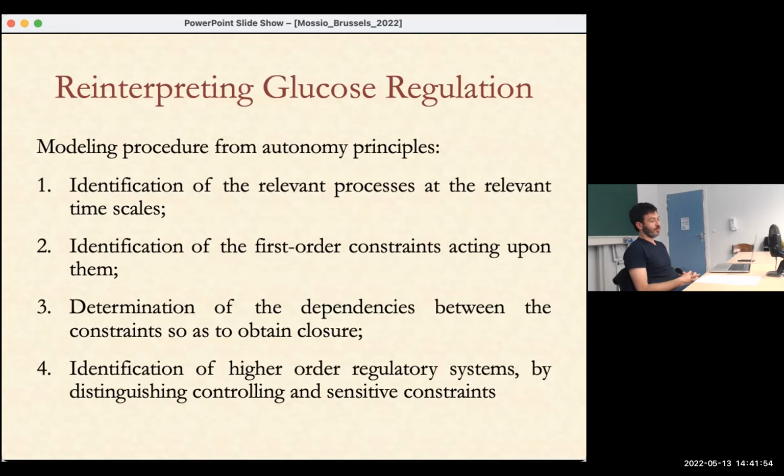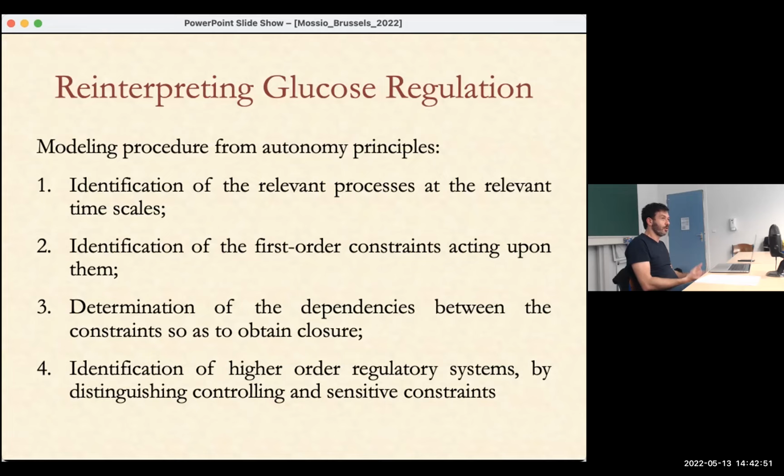And of course, there are at least four steps that seem to be necessary in this framework. One, the first thing that one has to do is to identify the relevant processes for explaining the phenomenon at the relevant time scale. I insist on the fact that almost everything here is a matter of time scales. Second step, identification of the first order constraints that operate on the target processes. Third, determination of the dependencies between the relevant constraints so as to obtain closure. And then identification of higher order constraints, regulatory systems, by distinguishing in particular between controlling and sensitive constraints, which usually are not the same object in an organism. So this gives a sort of initial procedure that we thought is important to check whether these theories can be applied, and if applied, in an original way to model a phenomenon.